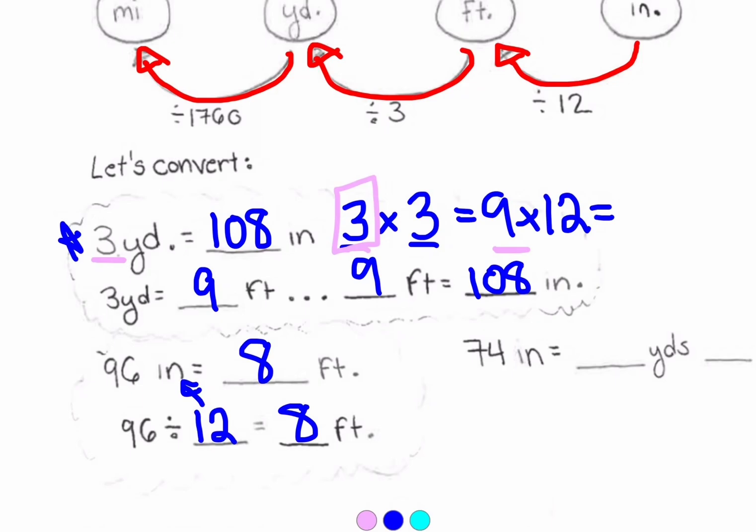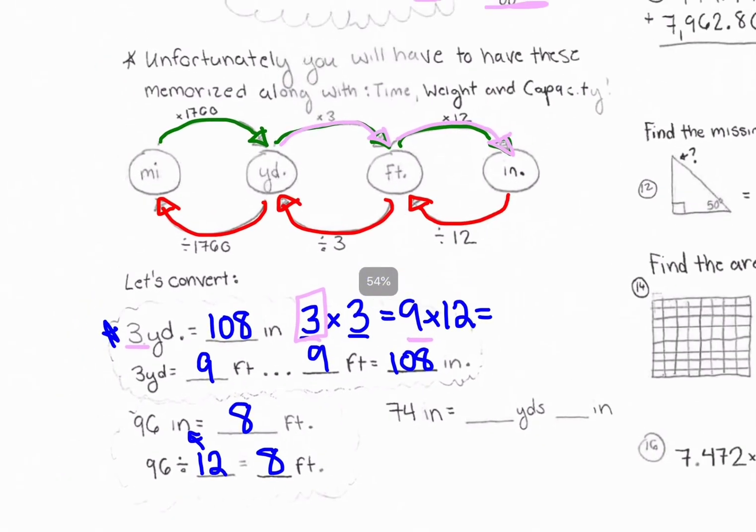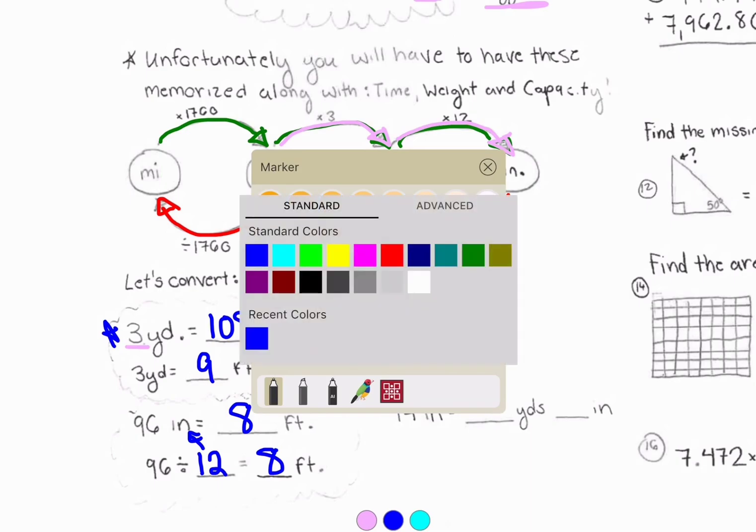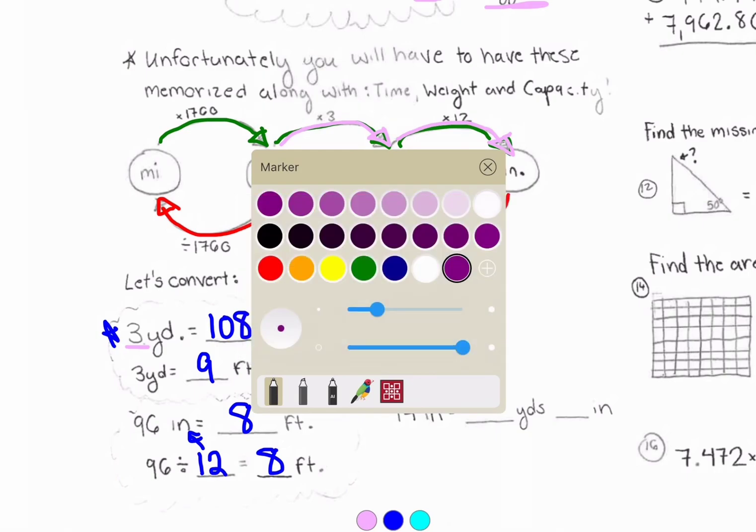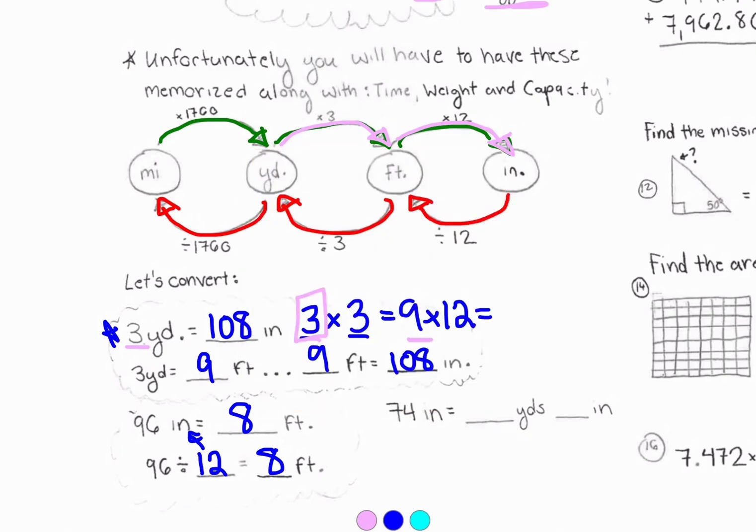Now let me give you one of the trickier ones you're going to have. 74 inches to yards. Okay, well what's so bad about that, Mr. Silver? Well, change up my color. I want to use that kind of really dark purple. I'm going from inches to yards, so I'm going to have to follow my red arrows. Ooh, so what makes that hard?